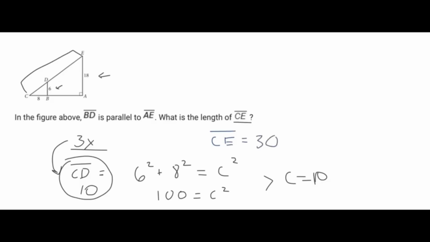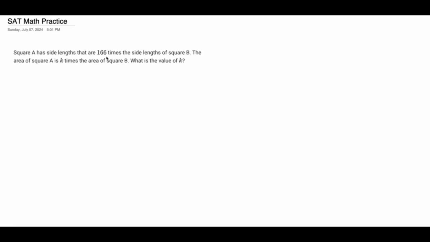Square A has side lengths that are 166 times the side length of square B. The area of square A is K times the area of square B. What is the value of K? So it's a very straightforward question. You can draw a diagram if you want to visualize it. So I'll just draw 2 squares. Let's call this one square A and this one square B. All right, and we know the side lengths of A are 166 times the side lengths of B.